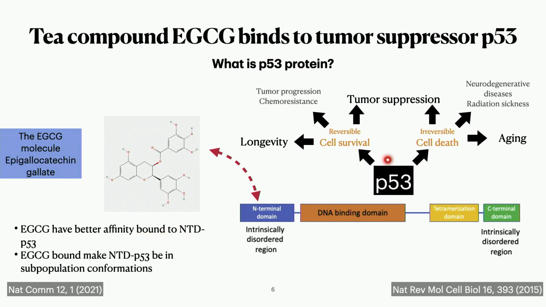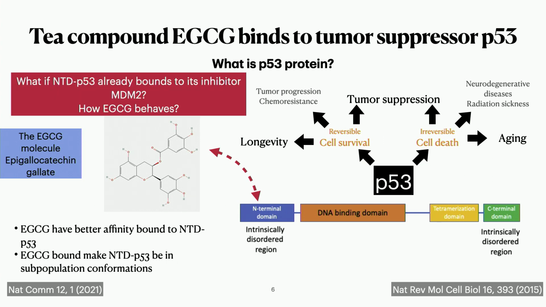P53 is related to a lot of processes like cell survival and cell death, and importantly, it is a tumor suppressor protein. EGCG also binds to make the N-terminal domain of P53 adopt a more sub-populated conformation. So the question is: what if the N-terminal domain of P53 is bound to its inhibitor, MDM2, which suppresses it from functioning? How does EGCG behave, and can it help us prevent cancer? That is the main question.